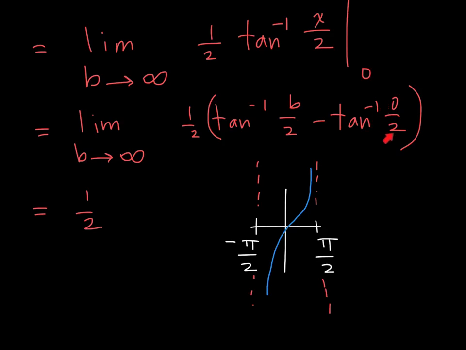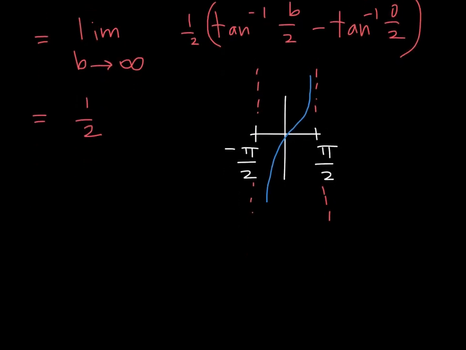Now here, 0 over 2 is 0. And inverse tangent of 0 is 0. 0 is the angle whose tangent value is 0. I'm not going to erase my tangent graph just in case you're still looking at it.